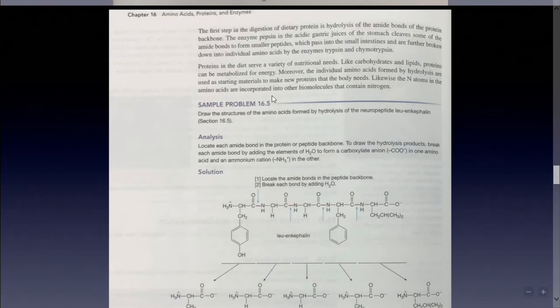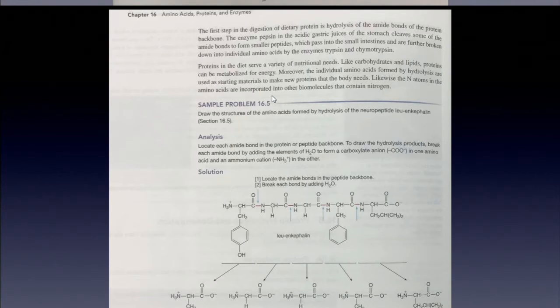But okay, moreover, the individual amino acids that are formed after hydrolysis are going to be used as building blocks for the next proteins. But another thing that could happen is even the nitrogen atoms could be taken out and put onto other biological molecules, because amino acids are not the only molecules in your body that contain nitrogen.